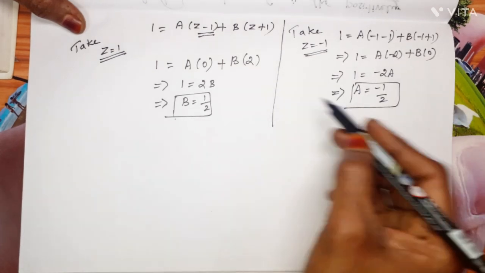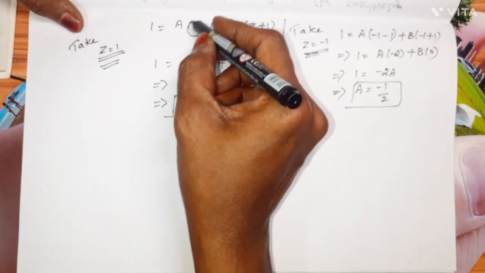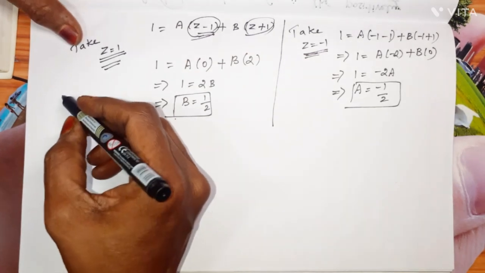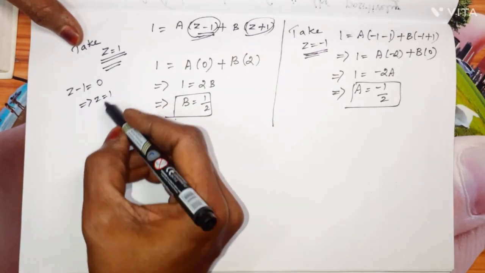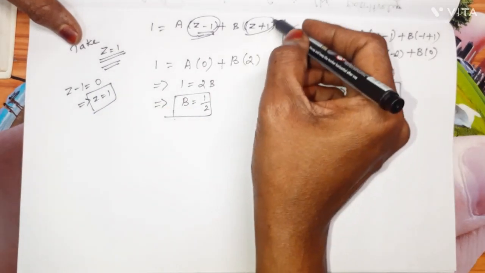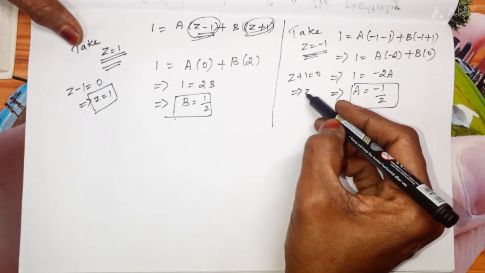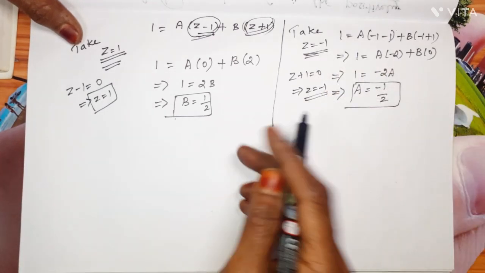Are you clear how we are taking these values for z? See the factors here. Take these factors as 0. z minus 1 equal to 0 implies z equal to 1. So one z value we have to take as 1. And take the other factor as 0. z plus 1 equal to 0 implies z equal to minus 1. So take the other z value as minus 1.